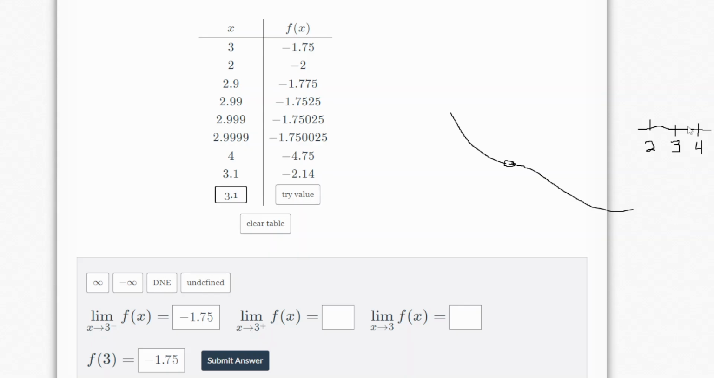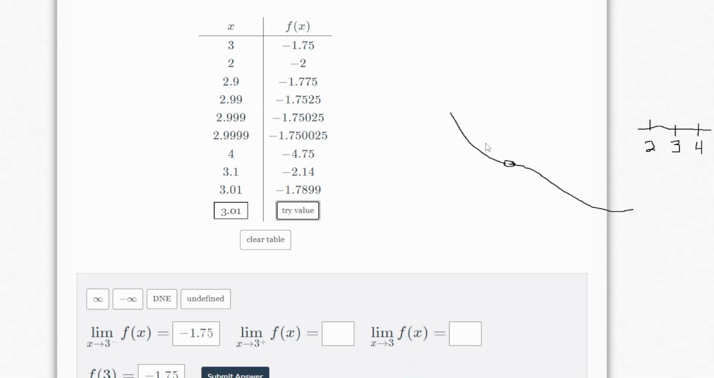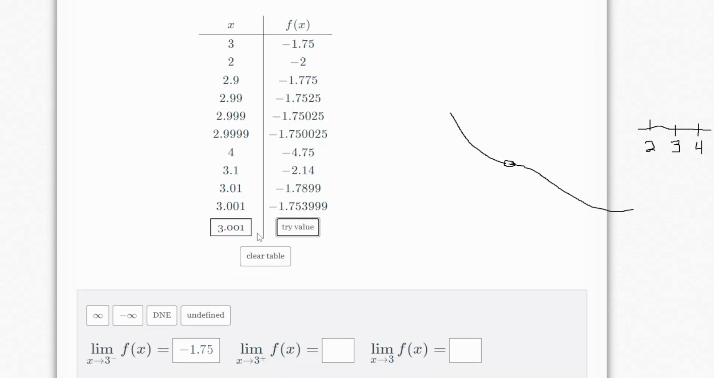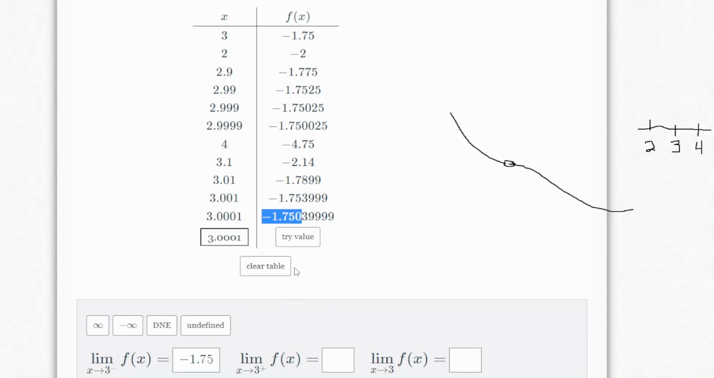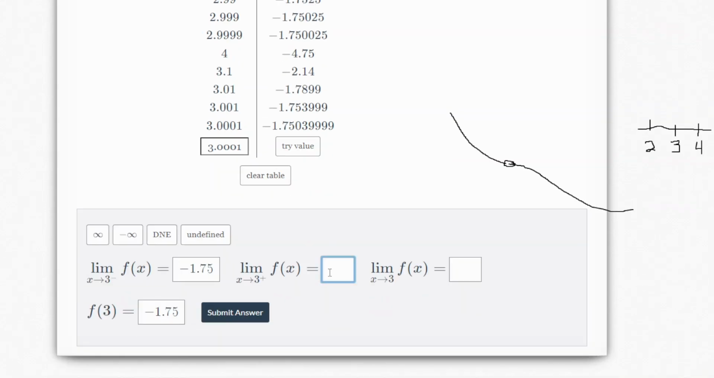Then I don't want to keep doing 3.11. I want to add zeros in here. So 3.1 was 3 1/10. Now I'm going to do 3 1/100th. I'm going to start zooming in on 3 from the right. That changed. Then I'm going to add another 0. So it's 1,000th of a distance away from 3. Okay, and then let's even try adding in another 0. So I can see that it's also becoming negative 1.75. So I'm going to put that in.